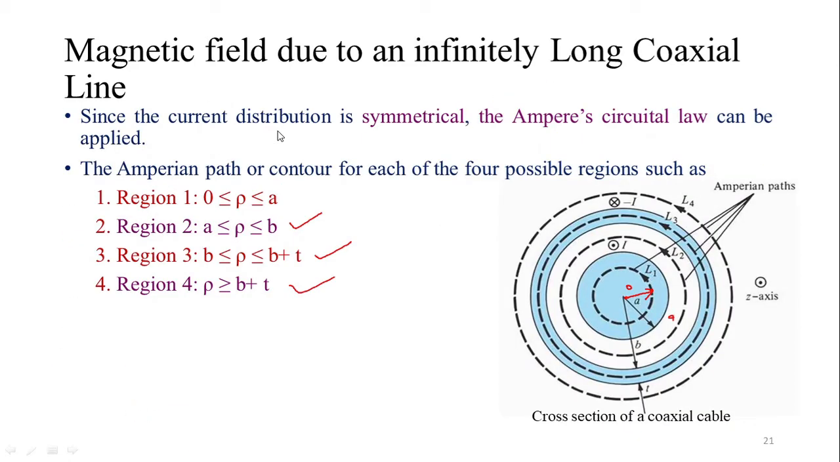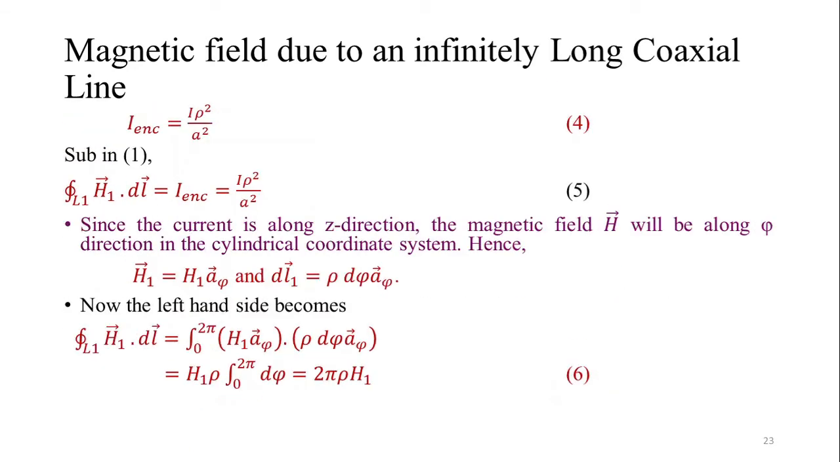So just go back to the diagram. Here L1 is the ampere path 1, and the current enclosed by this path is a fraction of the current, and the fraction is rho square by a square. I enclosed is equal to I rho square by a square. As per Ampere's circuital law, the closed integral of H dot dl is I enclosed. So the closed integral over L1 of H1 dot dl is equal to I enclosed, that is I rho square by a square.